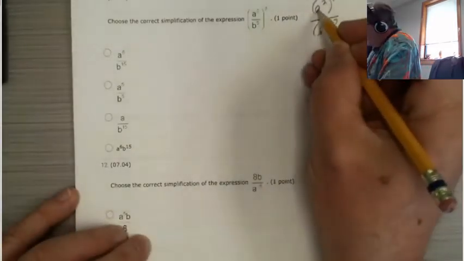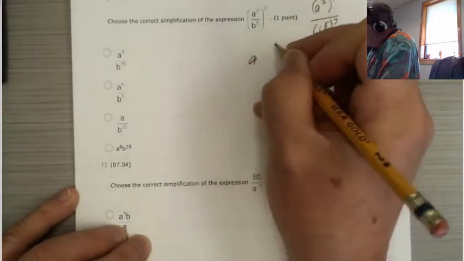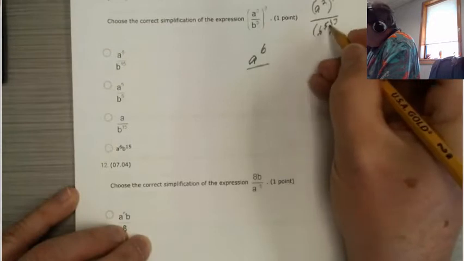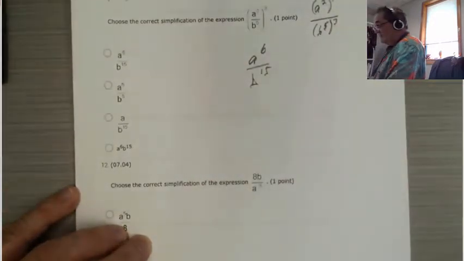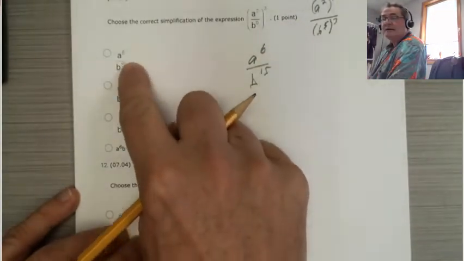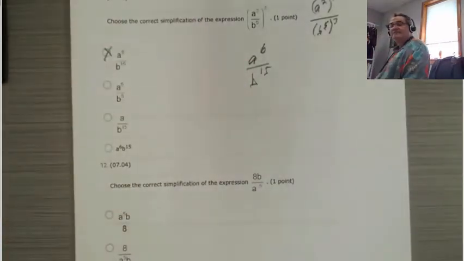So this would be a to the 2nd to the 3rd. Got to multiply. Remember, when we have a power to a power, a to the 6th, b to the 5th to the 3rd, b to the 15th. A to the 6th, b to the 15th. That one right there. A to the 6th, b to the 15th.